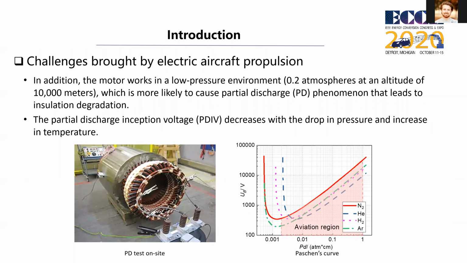In addition, when the propulsion motor works in a low pressure environment, which is the cruising altitude of an airplane, the partial discharge is more likely to occur according to Paschen's law. We can see in the right picture, which greatly threatens the reliability of the motor insulation. The partial discharge inception voltage, which is called PDIV, is defined as the voltage for the exact beginning of PD. It decreases with the drop in pressure and also decreases with the increase in temperature. Therefore, the problem of partial discharge is the most serious challenge that may be encountered in the motor's insulation.